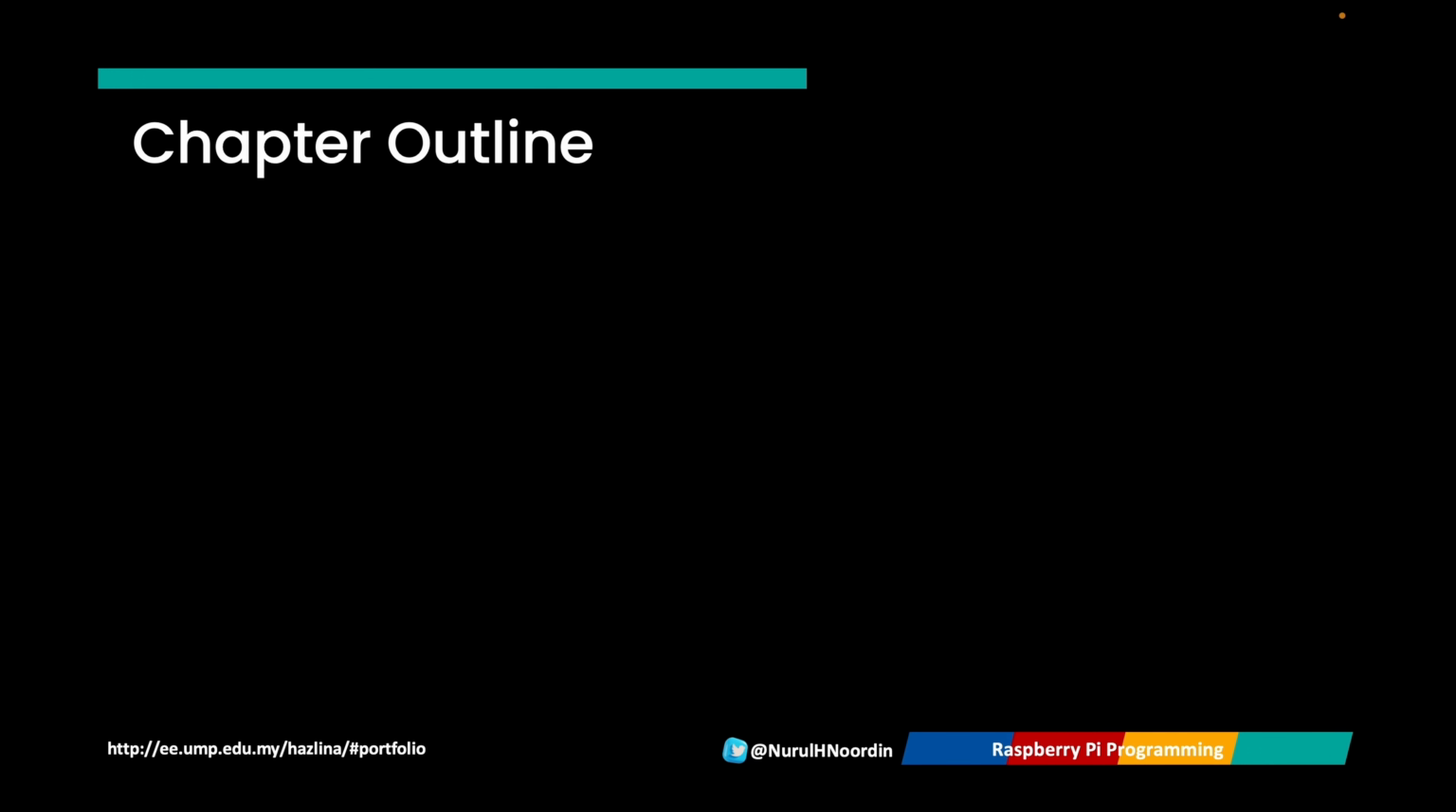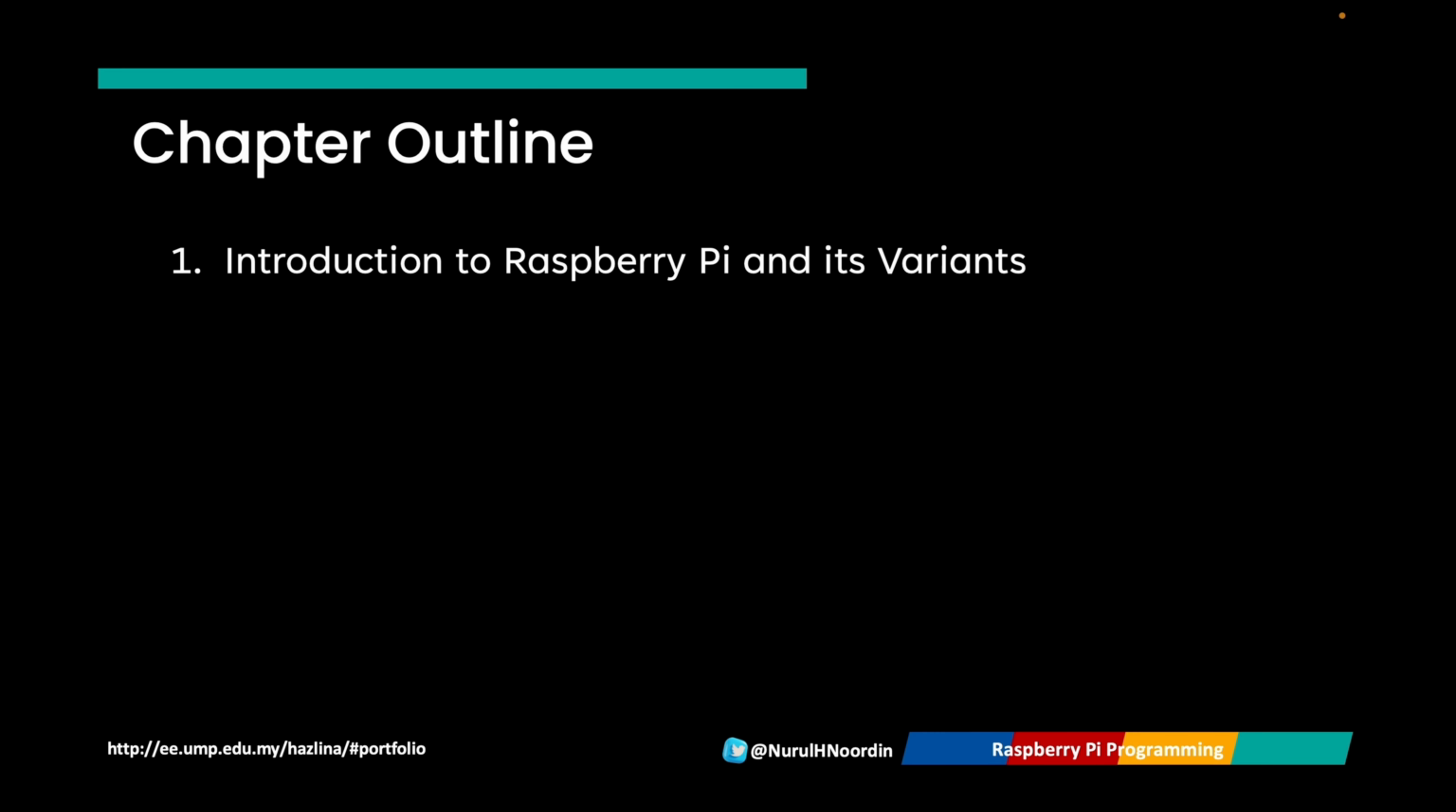This course is divided into 5 key chapters. Chapter number 1, Introduction to Raspberry Pi and its variants. This is when students will explore different Raspberry Pi models and their capabilities. Moving on to chapter number 2, students will learn about setting up Raspberry Pi. They will learn how to install an operating system and configure the device for first-time use.